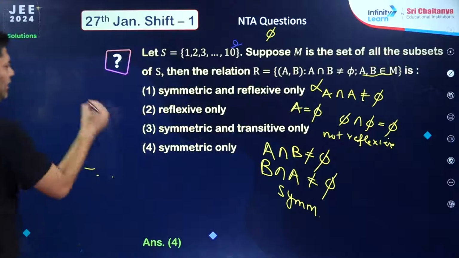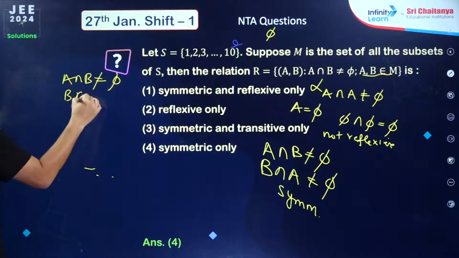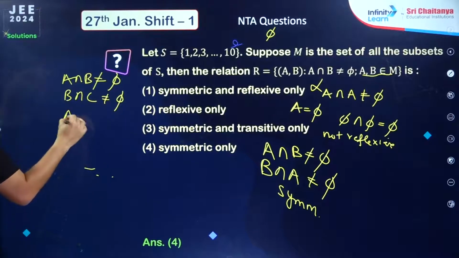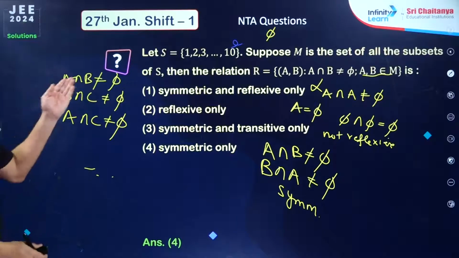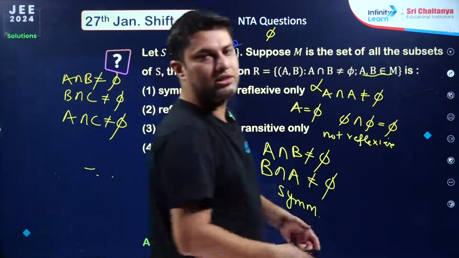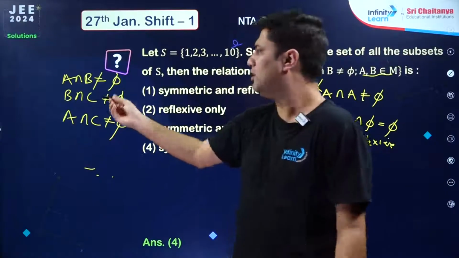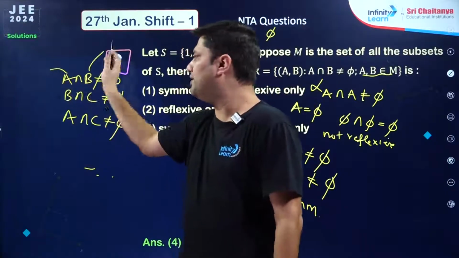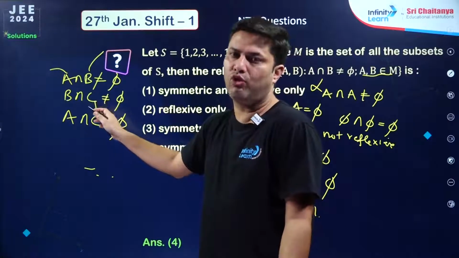And for transitive, if A intersection B is non-phi, B intersection C is non-phi, then A intersection C will also be non-phi. That's not necessary. Let's say A and B have something in common, B and C have something in common, but A and C, maybe they can be phi. Yes, there are possibilities. If A is {1, 2, 3}, B is {2, 3, 4}, and C is {3, 4, 5} or 4.